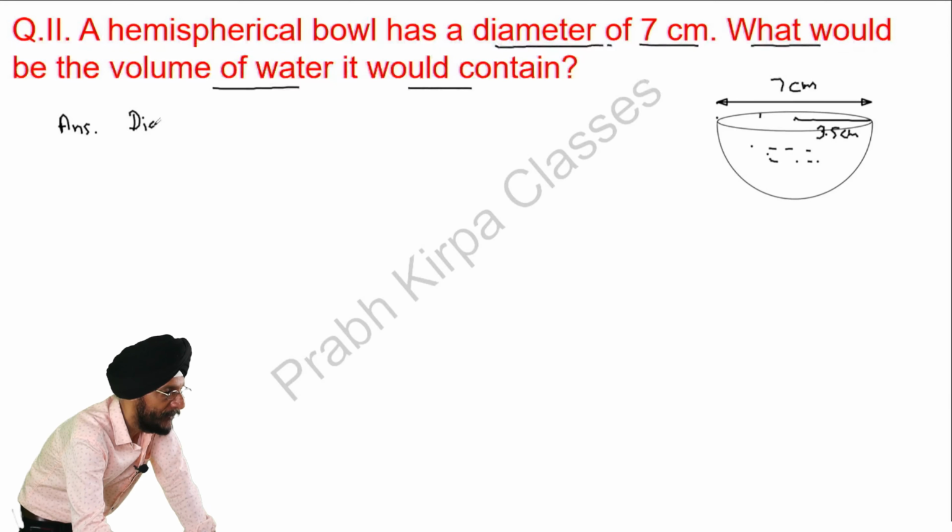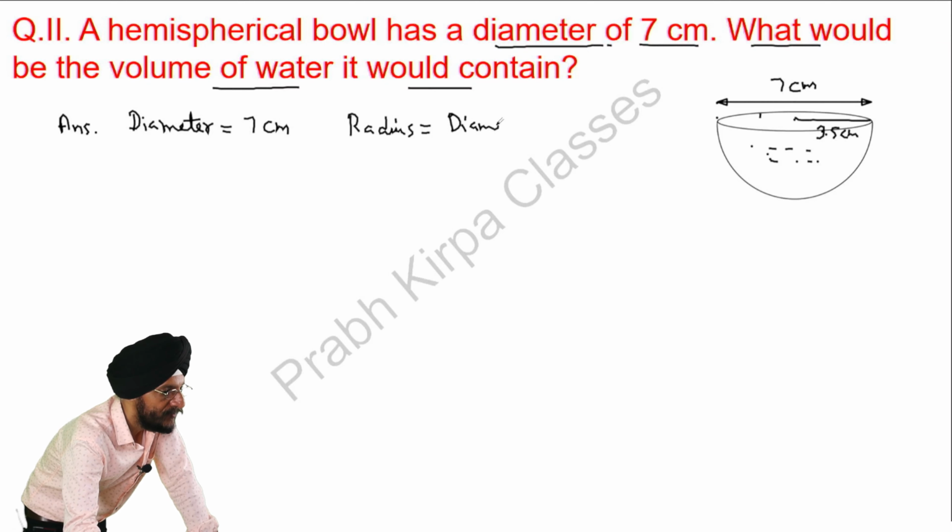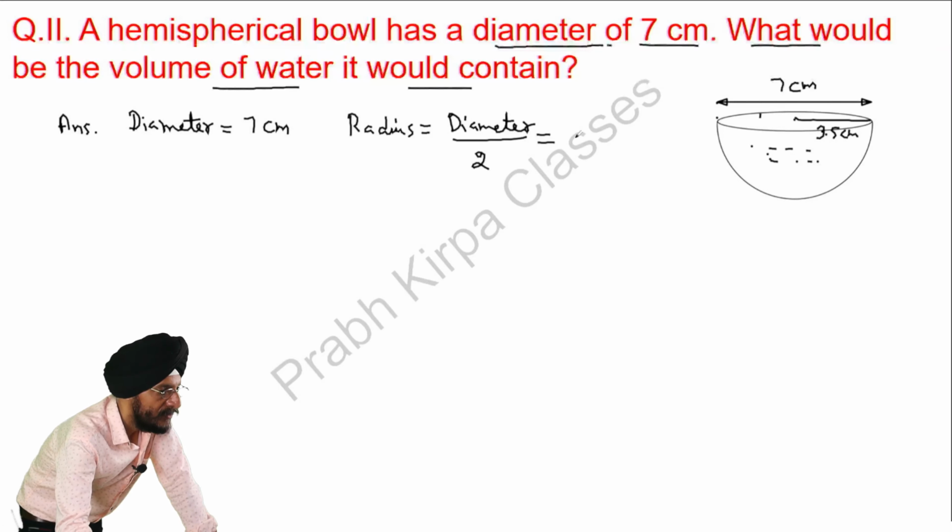What have we been given? We have been given the diameter. This is 7 centimeter. We know that radius is half of diameter. So radius is 7/2. It is 3.5 centimeter.